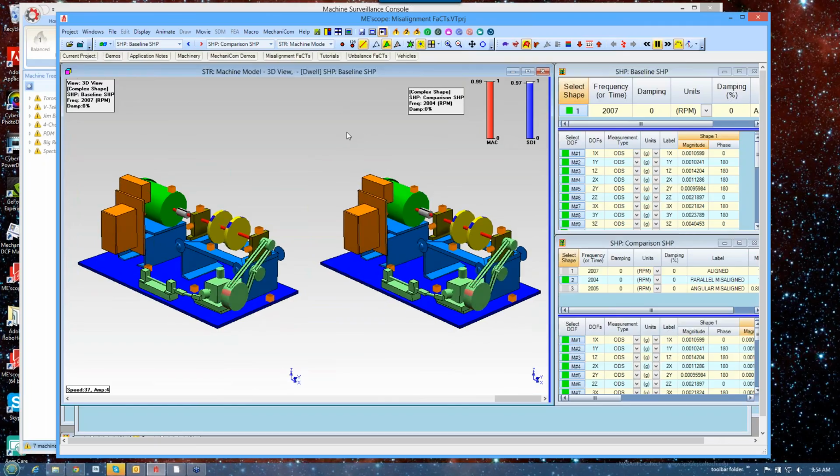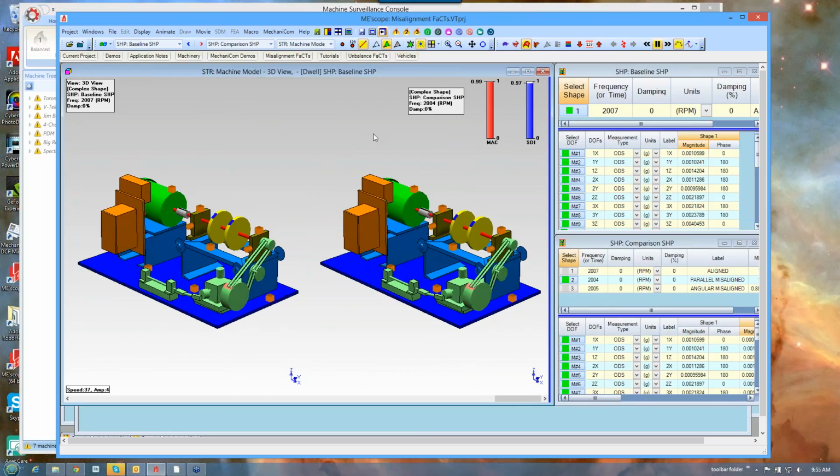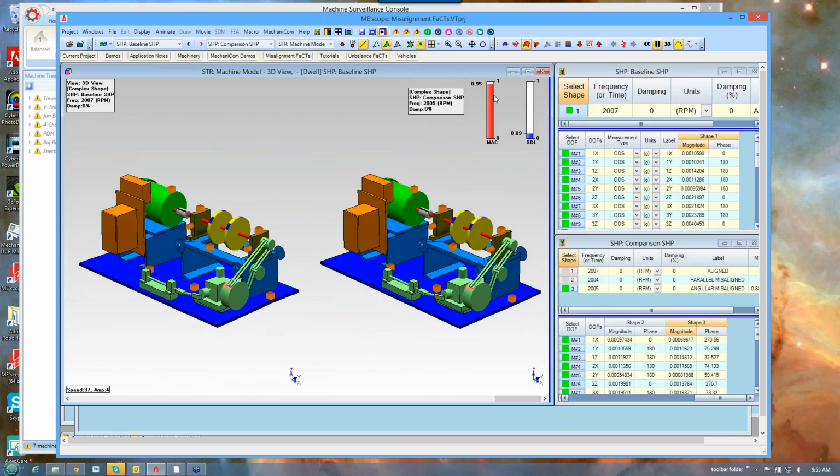The parallel misalignment is not being indicated by the accels on the base plate. Both values are very close to 1. So the base plate is not being changed by parallel misalignment. And here is the angular misalignment. Again, the MAC value hardly changed. SDI at least picked it up. And that's because the numbers themselves have changed in the ODS due to the misalignment case.